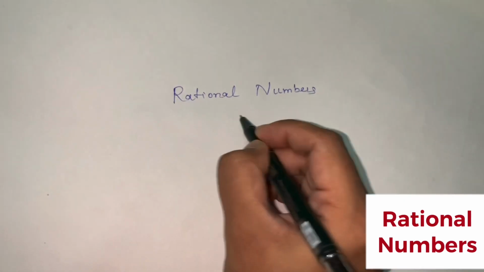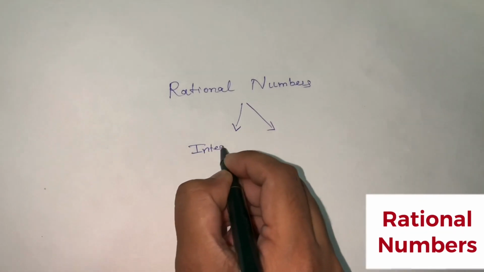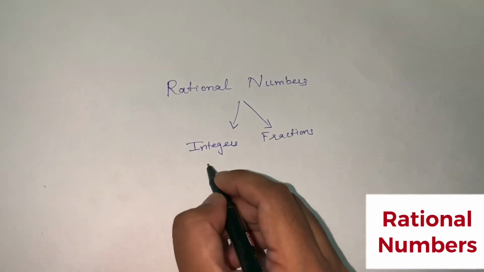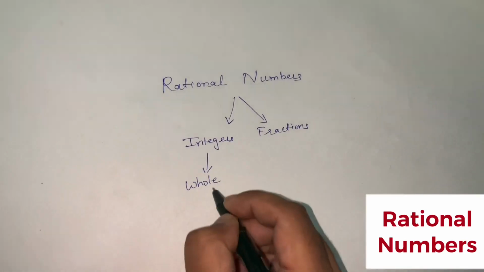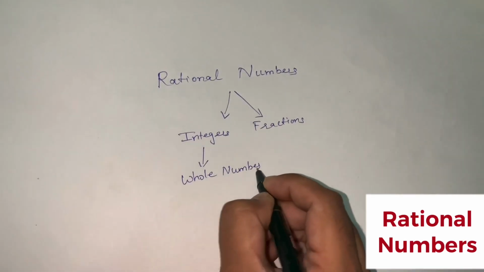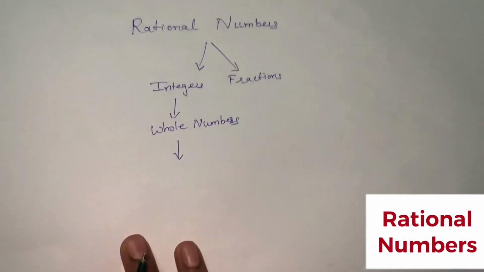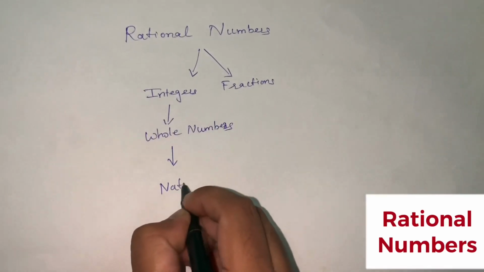So under rational numbers, we have first integers and fractions. These two come under rational numbers. Under integers are whole numbers. Whole numbers are also part of integers, and there are other numbers which are part of whole numbers and they are known as natural numbers.